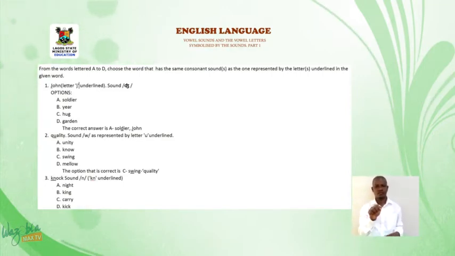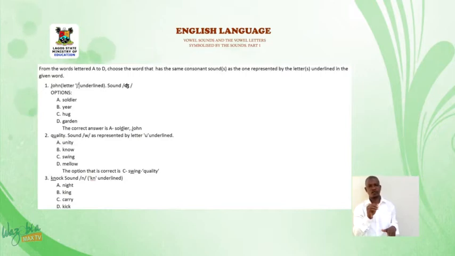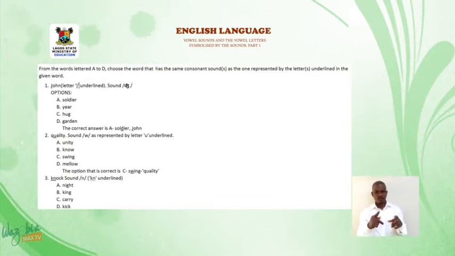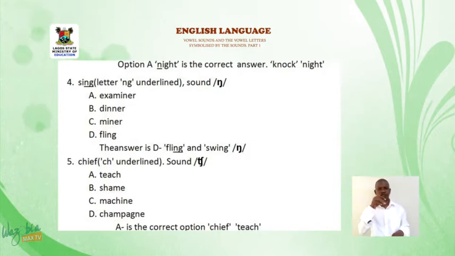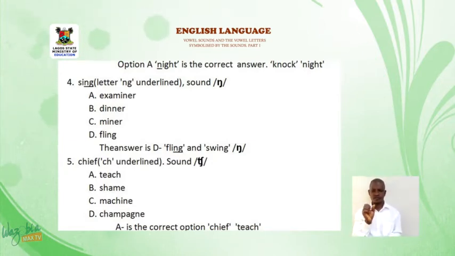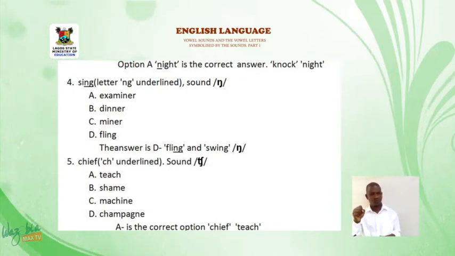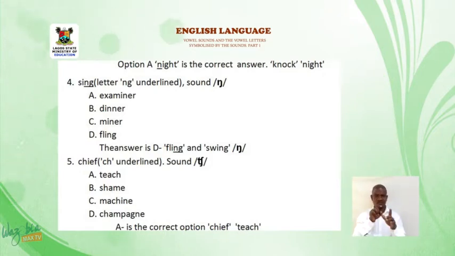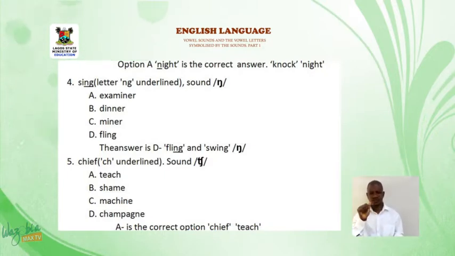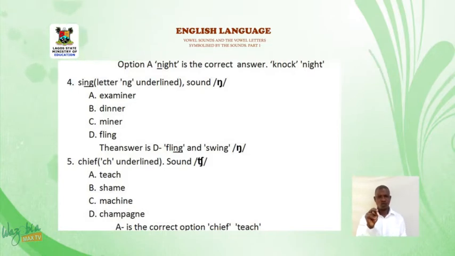3. Knock, sound N, letters KN underlined. A, night; B, kill; C, carry; D, kick. Option A, night, is the correct answer. Knock, night. 4. Sing, letters NG underlined, sound ng. A, examiner; B, dinner; C, minor; D, fling. The answer is D, fling. Sing, fling.